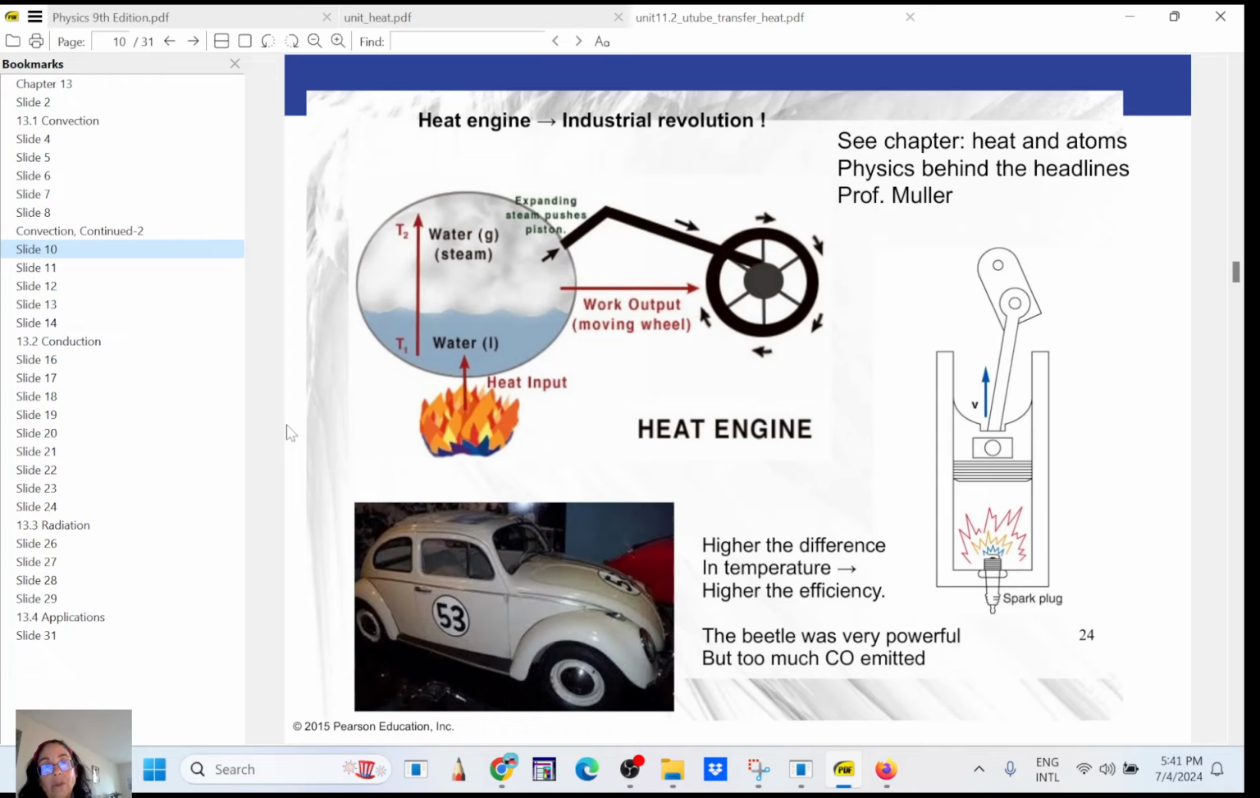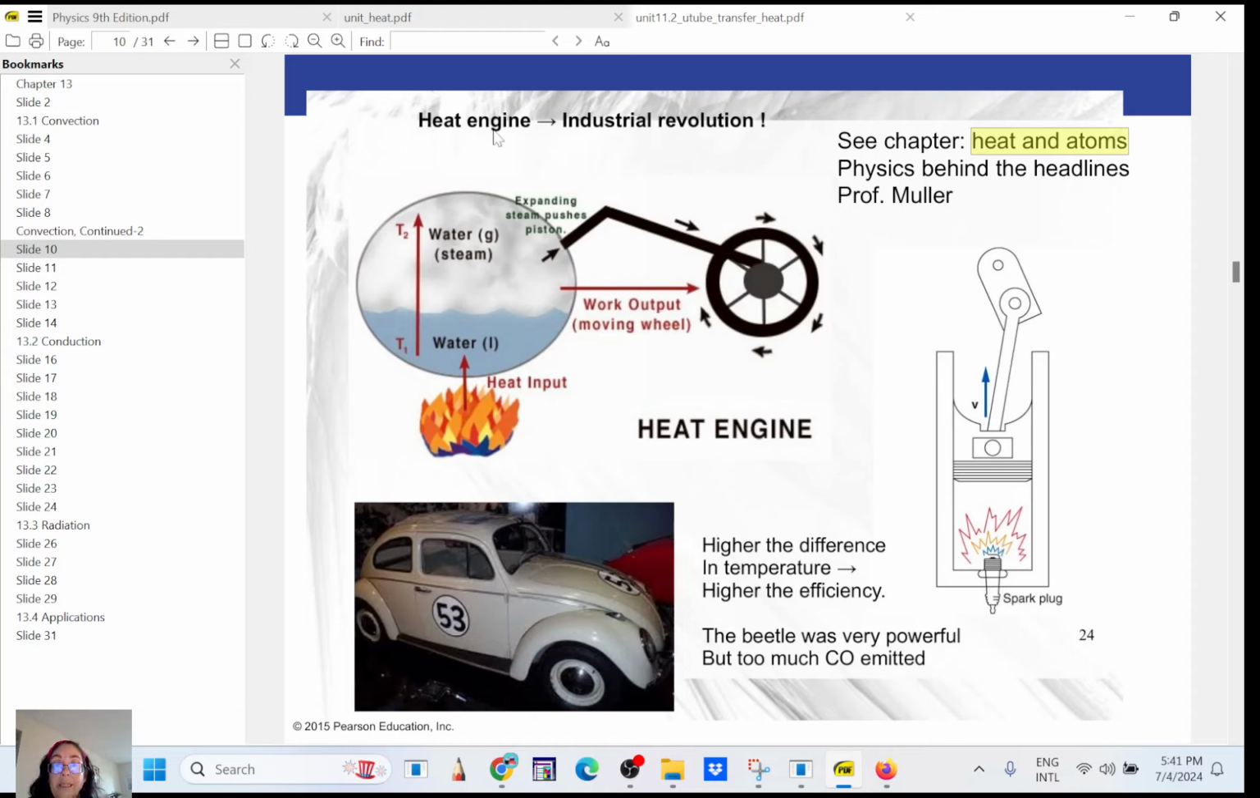Okay, so that's also some kind of parenthesis. I recommend reading the chapter from this book. It's called Physics Behind the Headlines, or Physics for Future Presidents. That will be a textbook. Physics Behind the Headlines is for everyone. And there is this very nice chapter.